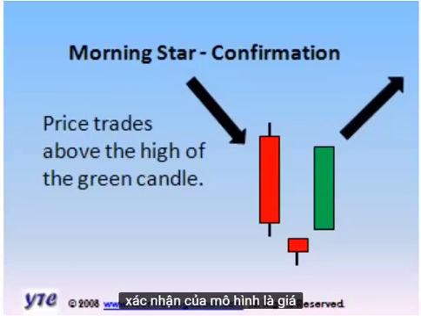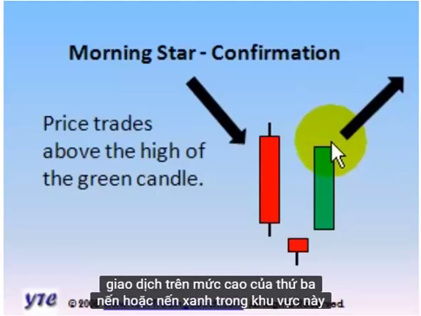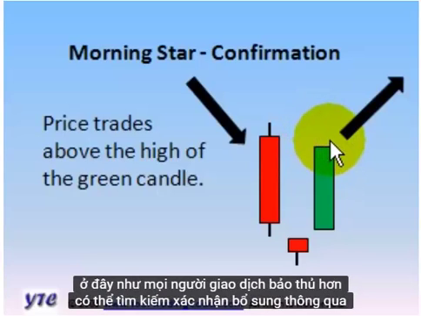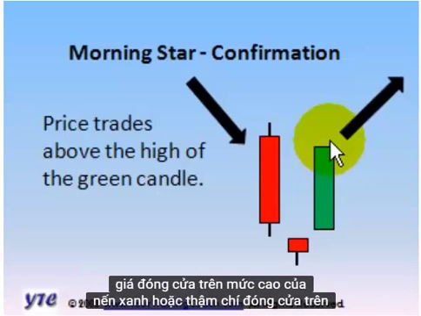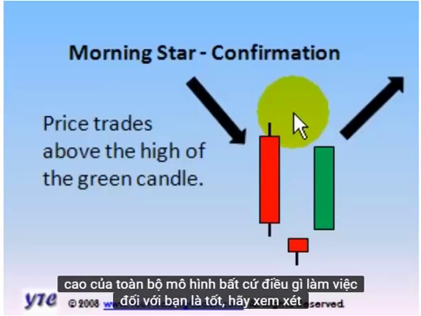Confirmation of the pattern is price trading above the high of the third candle, or the green candle, in this area here. As always, more conservative traders may seek additional confirmation through price closing above the high of the green candle, or even closing above the high of the whole pattern. Whatever works for you is fine.